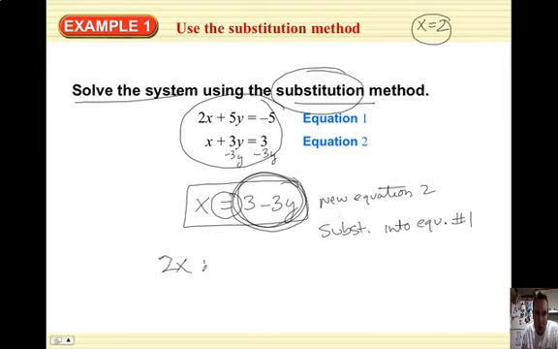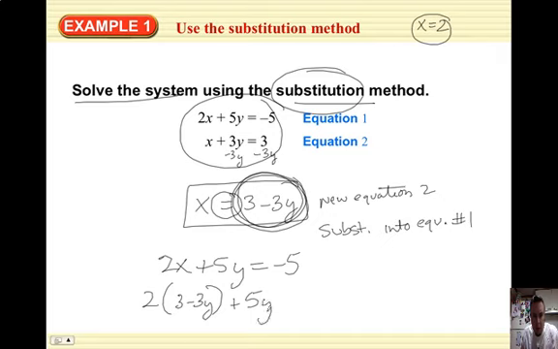So 2x plus 5y equals negative 5. Since x is 3 minus 3y, I'm going to take out x right here, pull it out, and replace it. I'm going to substitute whatever x is. X isn't 2. X is 3 minus 3y. Okay? So 2 times x plus 5y equals negative 5.